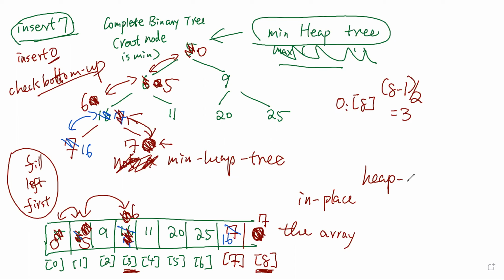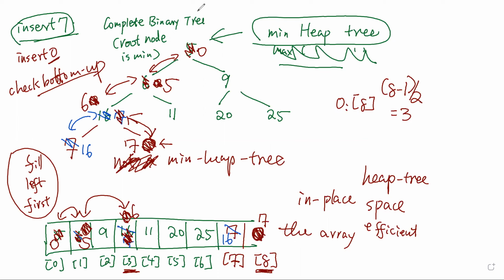regarding this heap tree implementation, it all just involves the array itself. So in terms of space, it's very efficient, because you don't need some other temporary array to hold all the values. That is just the array itself, and you do everything in place.